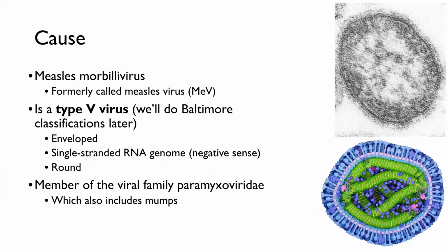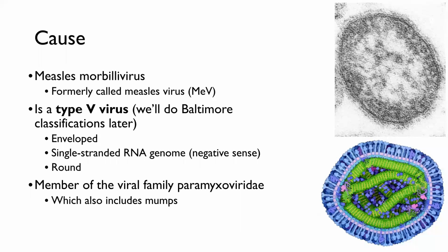Now, measles is caused by the measles morbillivirus. It was formerly called the measles virus, or MeV. It is a type 5 virus, and we'll talk about what that means later in the class when we talk about viruses. We're going to talk about a very specific way to classify viruses, which is called the Baltimore classification. But more specifically, measles is an enveloped single-stranded RNA genome. It is negative sense, and it is a round virus.